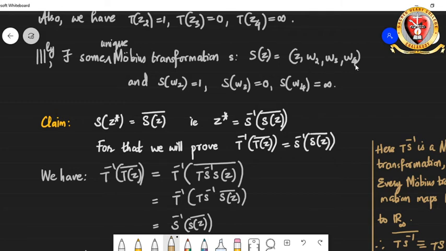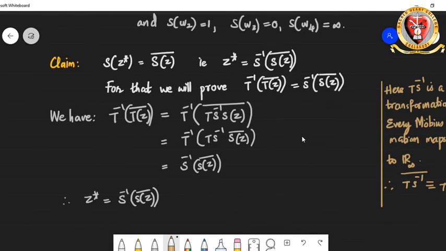Okay, next what we have to prove is this one, that the cross ratio of Z star, W2, W3, W4 is equal to the conjugate of the cross ratio of Z, W2, W3, W4, right? So in the function form, it is nothing but S of Z star is equal to S of Z the whole bar. Okay, that is nothing but Z star is equal to S inverse of S of Z the whole bar. So for that, we are going to prove that T inverse of T of Z the whole bar is equal to S inverse of S of Z the whole bar. So that will definitely imply this equation, right?